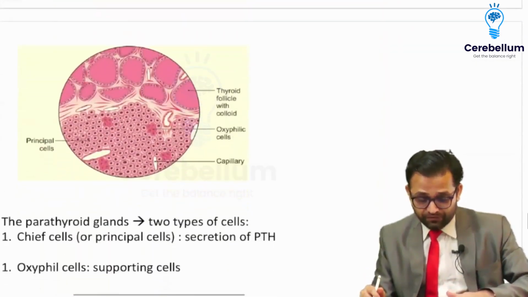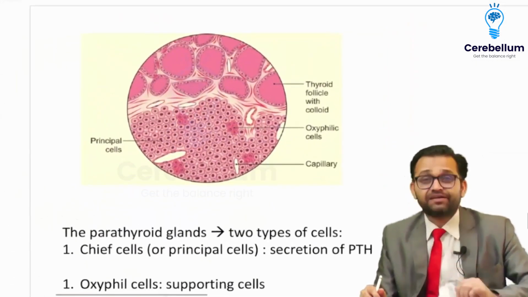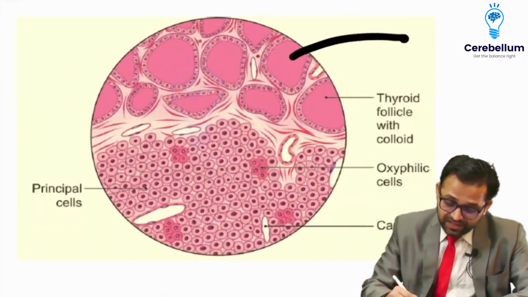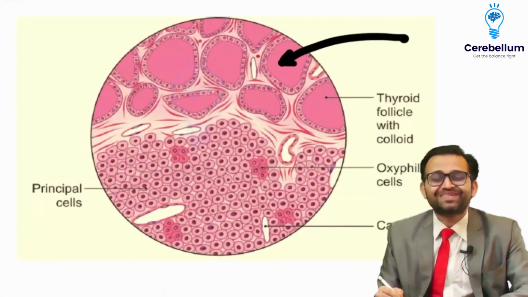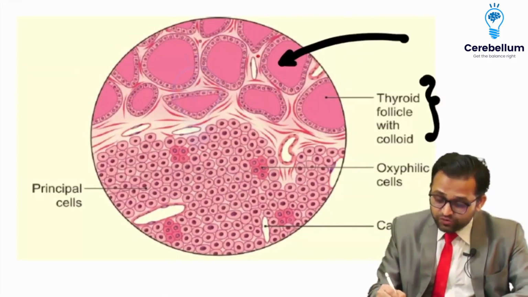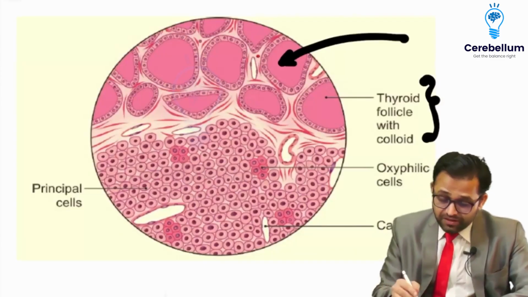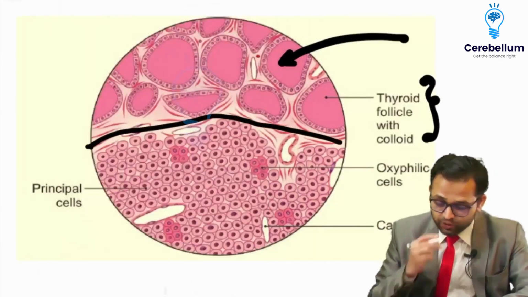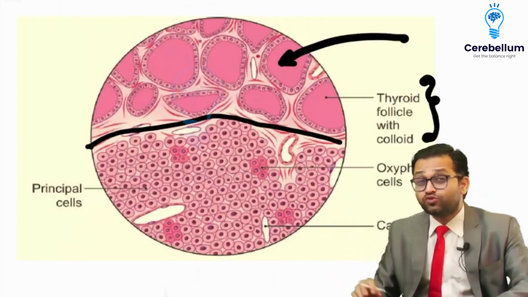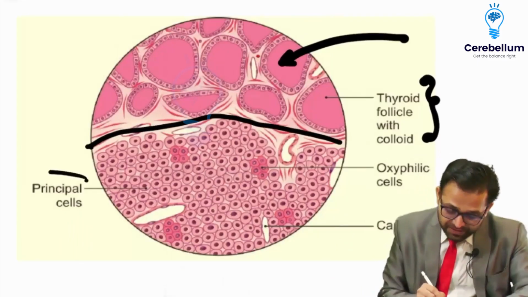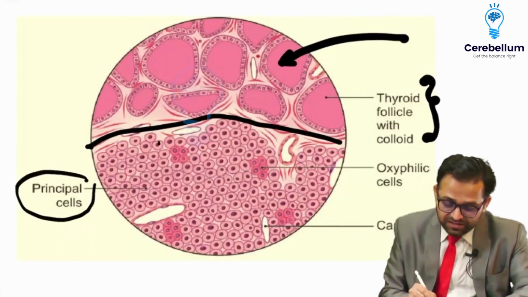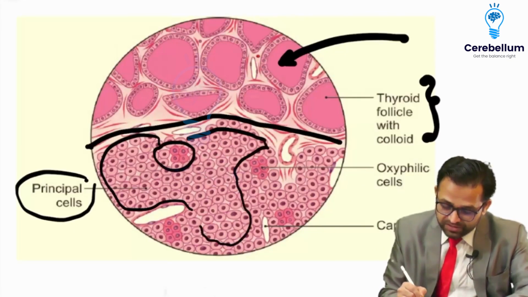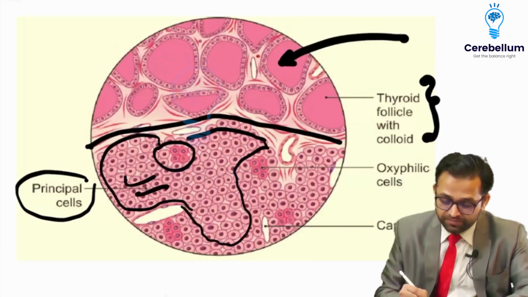Now look at the parathyroid gland histology. The parathyroid gland is related to the posterior border of the thyroid gland, so in a section of the parathyroid gland you will also be able to see the thyroid follicles. The parathyroid glands are enclosed in a separate capsule. Within the gland you will see two types of cells. The principal cells, or chief cells, are most abundant in number. These are all the principal cells.